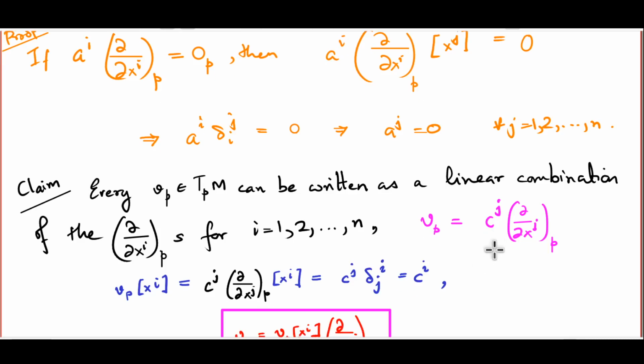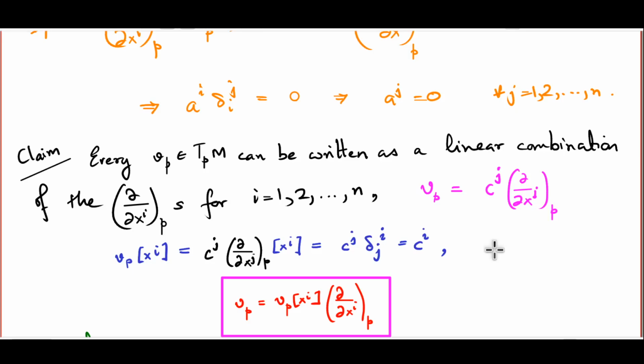Or in other words, provided you accept this claim as correct, what we have shown is that V_p, every tangent vector, can be written down in the form V_p(x^i) ∂/∂x^i at p. The V_p(x^i) here are of course numbers which you get when the tangent vector V_p acts on the ith coordinate function, and these numbers are going to be the coefficients for the vectors ∂/∂x^i at p.